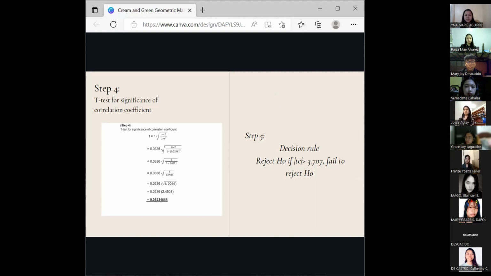So let's now proceed to step 5, decision rule. Reject the null if t critical value is greater than or equal to 3.707. Otherwise, fail to reject the null. Next po.